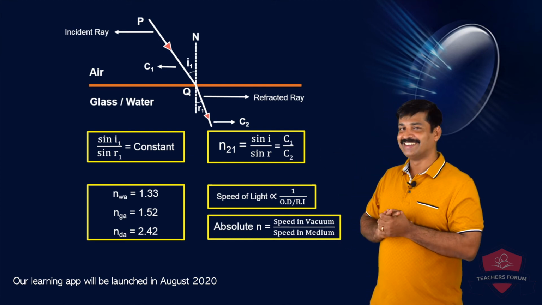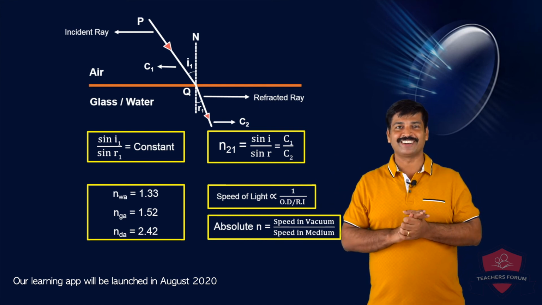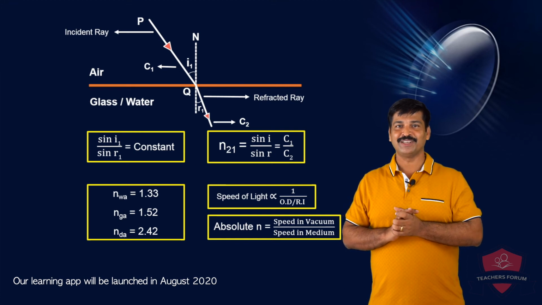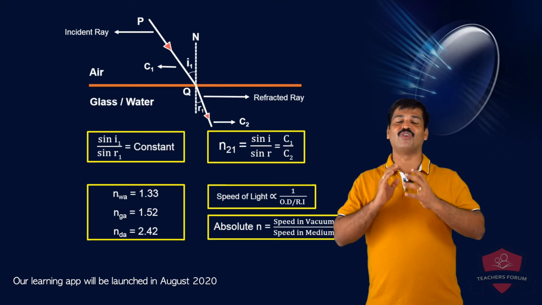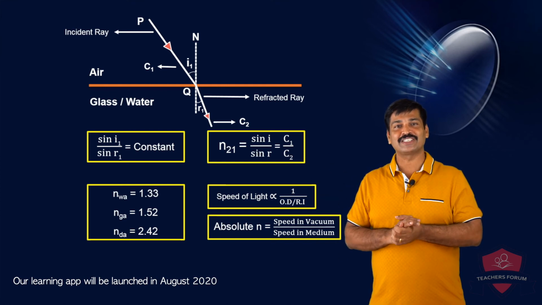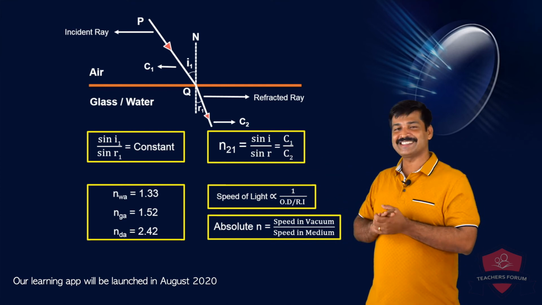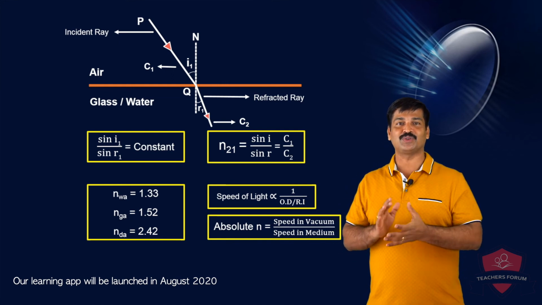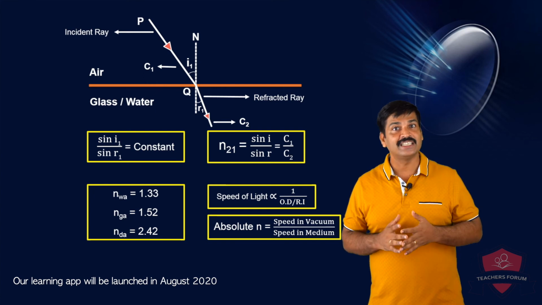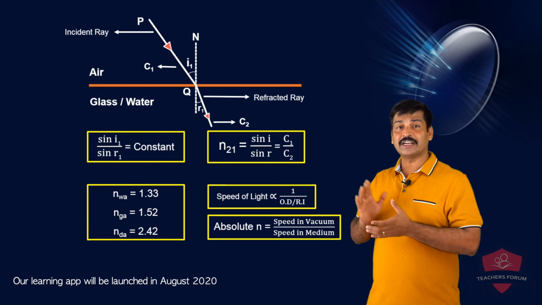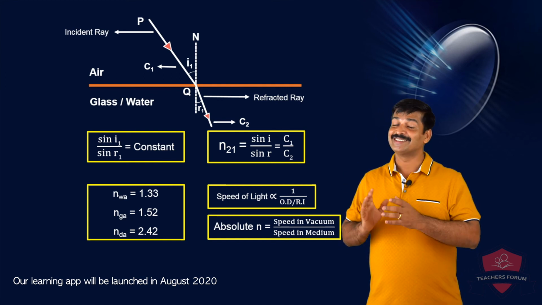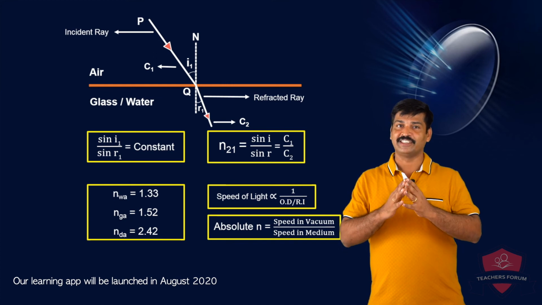So what is the refractive index of water? Refractive index of water with respect to air is 1.33. That means here we compare the refractive index of water with respect to air, that is its refractive index. Now the second case, what is the refractive index of glass with respect to air? That is 1.52. What do you conclude from here? The refractive index of glass is 1.52. What is the refractive index of diamond with respect to air? That is 2.42. That means that is the refractive index of diamond.